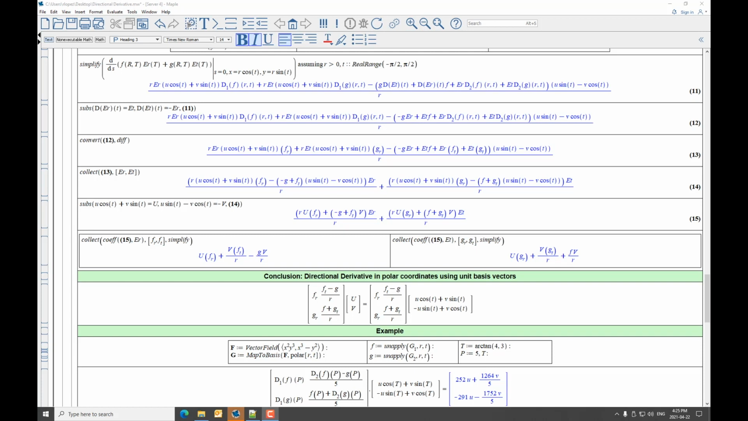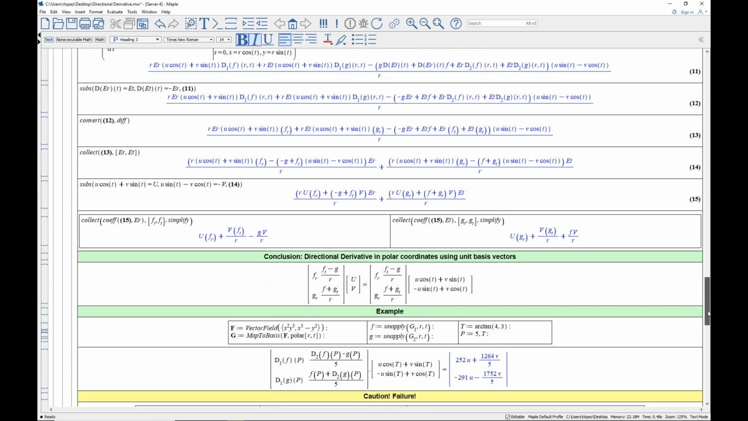Again, looking for a way to verify that all of this symbol pushing is correct, let's do this example. So we have this vector field in Cartesian coordinates, x squared y cubed, x cubed minus y squared. Bring that to polar coordinates. Make the components functions so that you can easily make evaluations of those functions. The point has this as its angle. The radius is 5 with this angle, so that's the polar representation of the point.